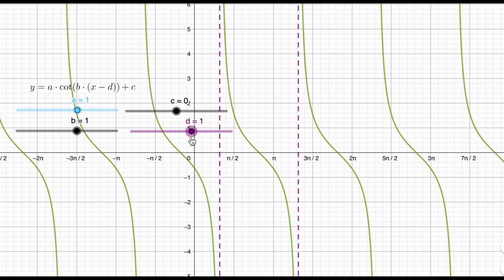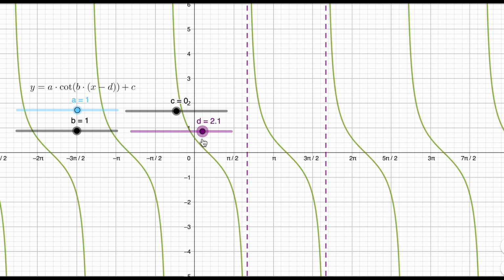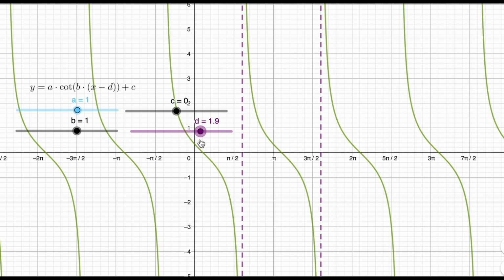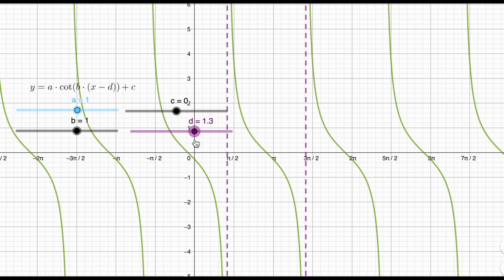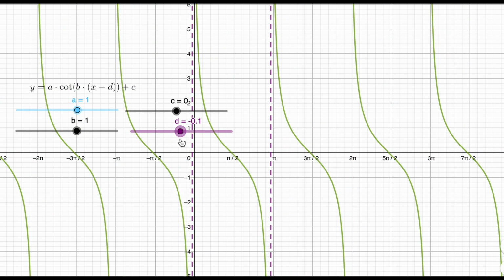So when you're graphing these with phase shifts, you want to really determine where the sine and cosine are equal to 0, because one is going to give you the asymptotes and the other is going to give you the zeros.